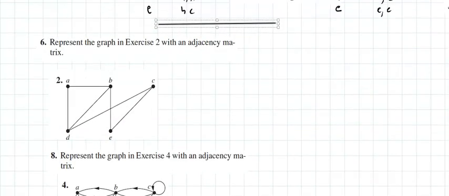Now let's talk about this matrix business. Well, this matrix business you're gonna like. So 1, 2, 3, 4, 5.